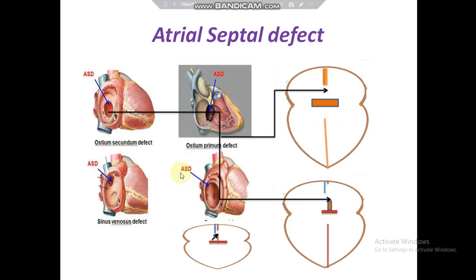So these are the conditions: the ostium secundum defect, the ostium primum defect, and the sinus venosus defect. The sinus venosus has the right and the left horns. The sinus venosus opens into the right atrium. It is guarded by some valves. If these valves are defective, there will be abnormal communication between the right and left sides just at the level of the opening of the superior vena cava, and that defect is known as the sinus venosus variety of atrial septal defect.